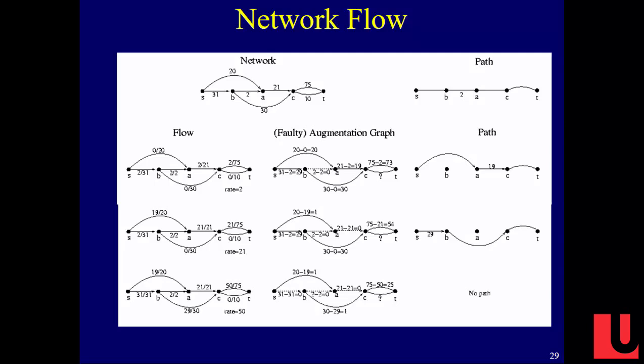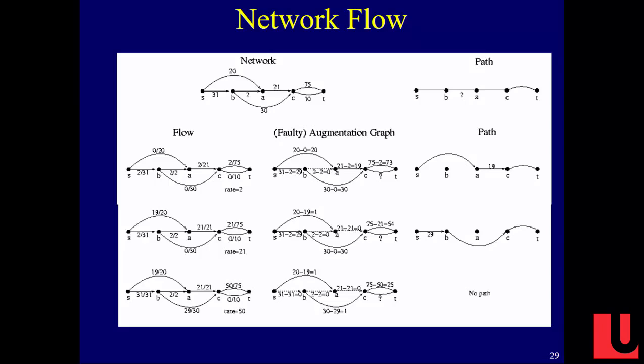And see how much we can push. Right here you can push another 20. Here you can push 19. Here you can push lots. So the bottleneck is 19, and we push 19 through. You following that? Right? And then here's just this graph.